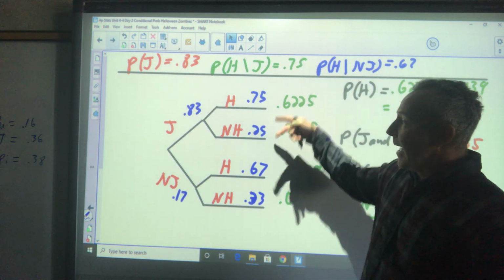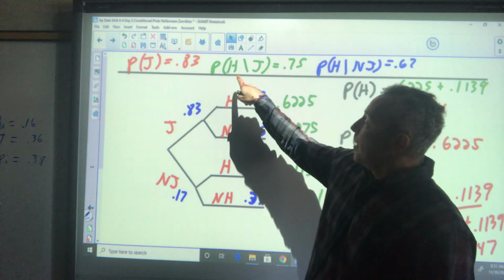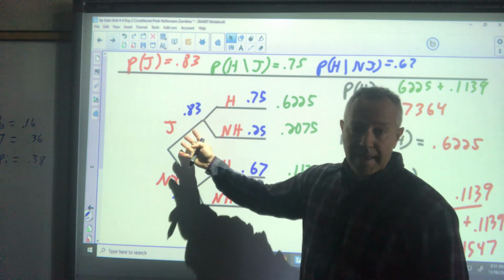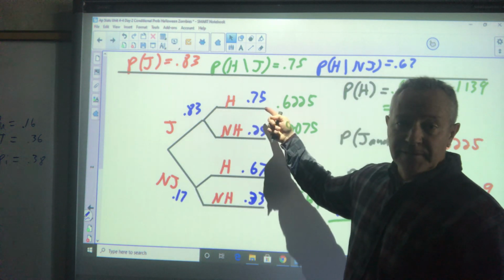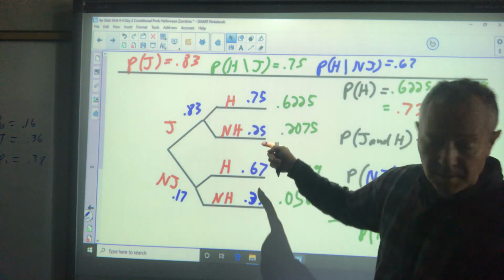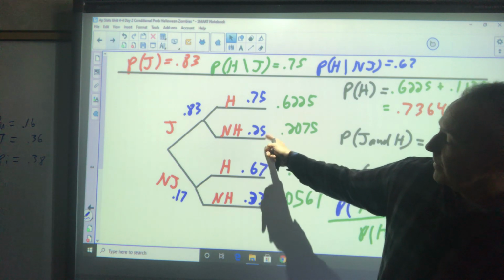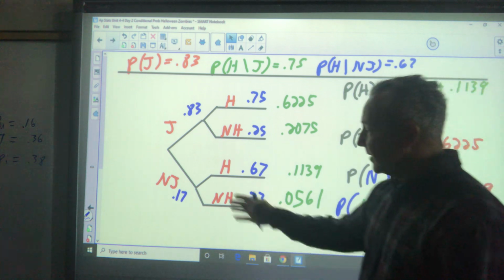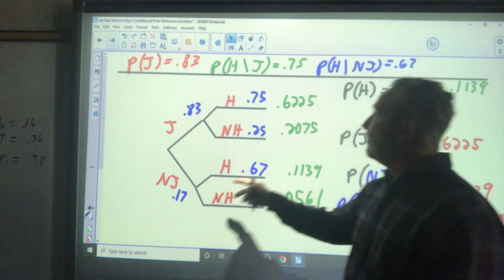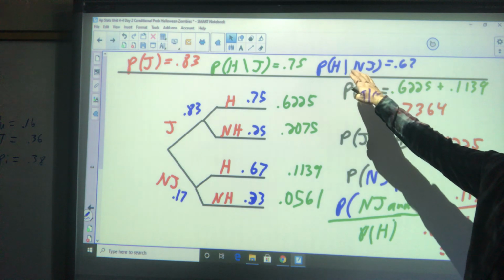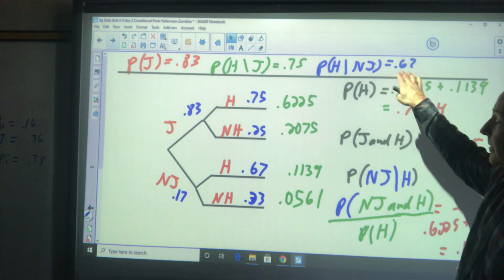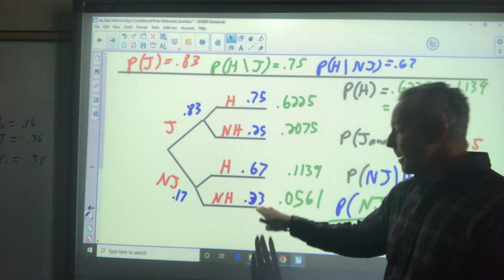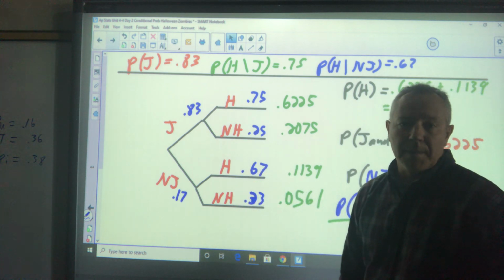All right, next we have happy or not. The probability that they're happy given they have a job is 75%. So for these people, I know they have a job, so the probability of being happy is 75%, and the remaining 25% are not happy. Likewise, down on the bottom, if they do not have a job, we were given that the probability of being happy was 67%, and that means the remaining 33% would have reported not being happy.